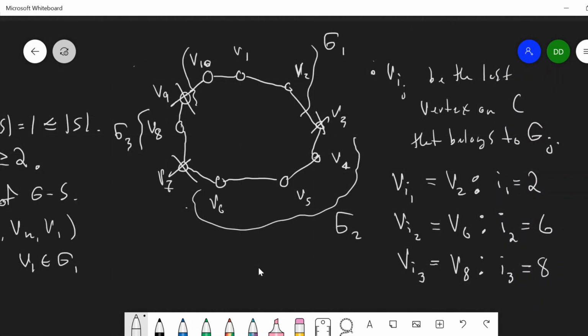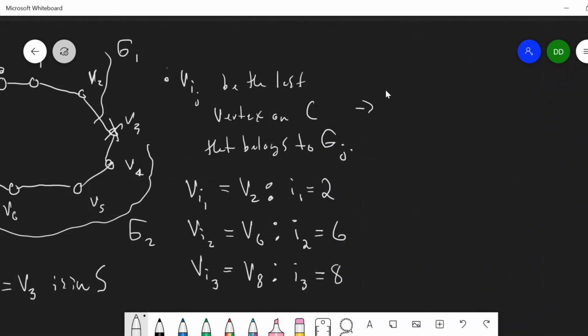So, okay, how does this labeling scheme help me? How does this subsequence help me? Well, it helps me identify what the vertex cut was, right? If I know that V sub i_1 was the last vertex on the cycle in G sub 1, that means that the next vertex, that is V sub i_1 plus 1, that would be V sub 3 in this case, is in my set. It had to have been removed, otherwise this wouldn't have been the last vertex in this component. And so in general, V sub i_j plus 1 is in S for each j between 1 and k.